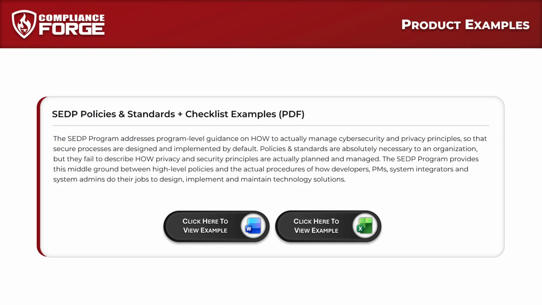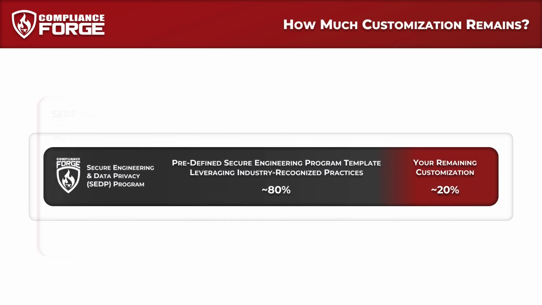The SEDP is built to be evaluated before purchase. PDF examples of both the policies and standards and the checklists are available on the product page, so you can assess the quality and structure of the documentation before placing an order. So how much work is left for you? Here is the customization process at a glance.